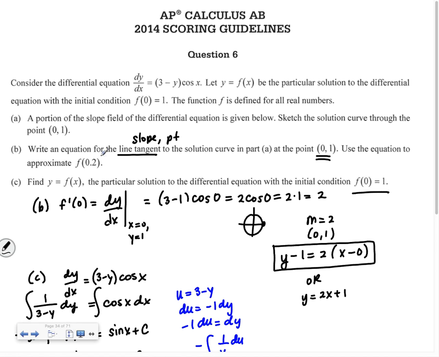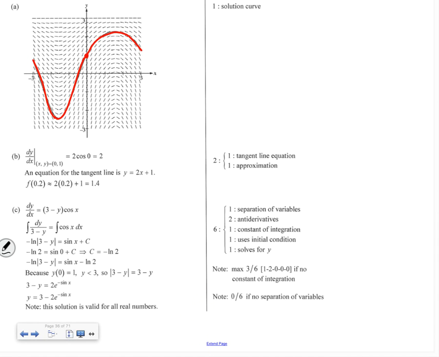Oh, bad math teacher. So if I'm approximating f of 0.2, then I'm going to plug into this, the y equals 2x plus 1. So I'm going to have 2 times 0.2 plus 1. And I'm going to have, let's see, 2 times 0.2 is 0.4 plus 1. So you should get 1.4. So I really missed that point, man. Didn't get a perfect.